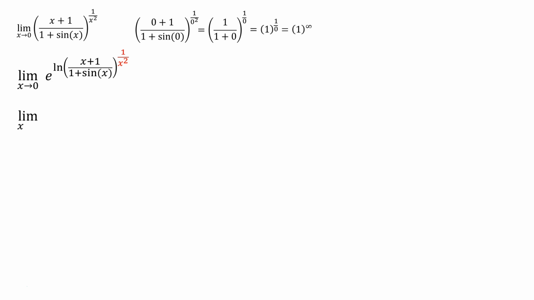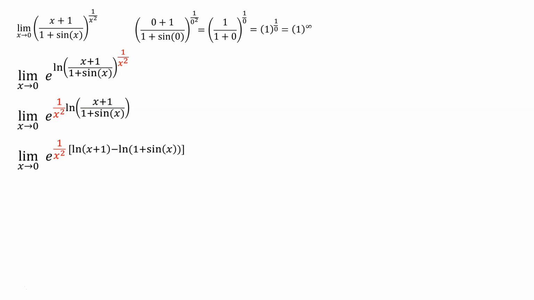Then after that I'm going to bring that 1 over x squared out, so it's going to be e to the 1 over x squared outside, and then ln of (x + 1 over 1 + sine of x), and that is by the basic power rule of logarithms. Place that in front of the logarithm there in the exponent. So next I'm going to do this. Limit as x approaches 0 of e to the 1 over x squared, and it's going to be ln of (x + 1) minus ln of (1 + sine of x).